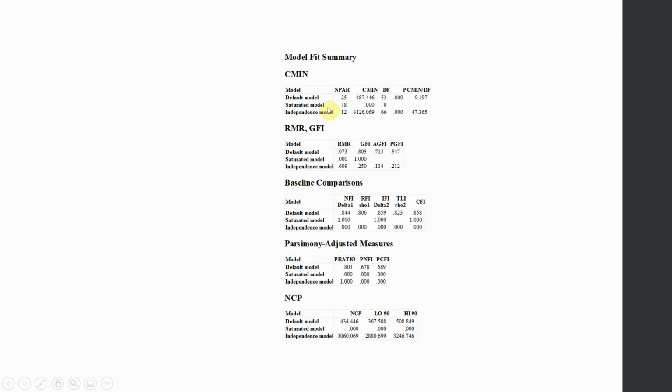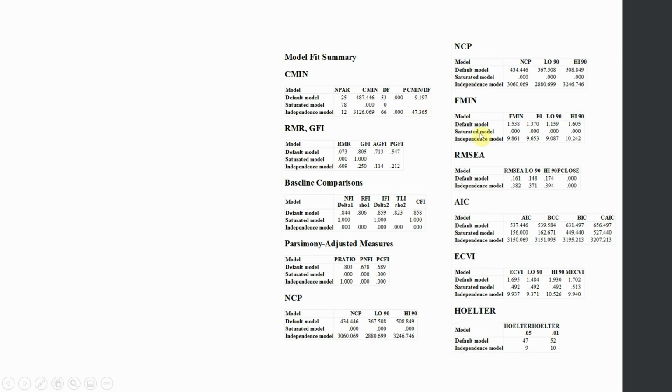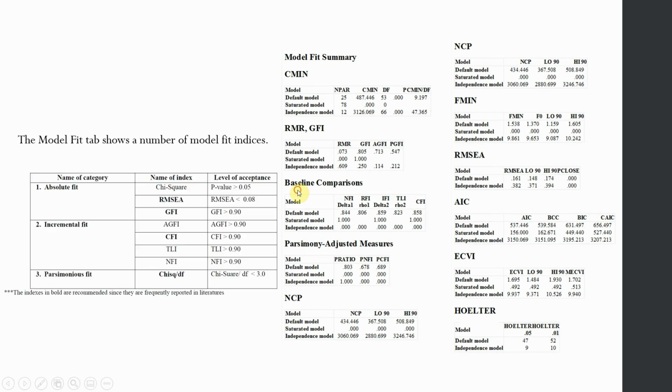Now, the next important thing is the model fit summary. You're using covariance based SEM to assess how well your data fits your model. Now, there are a number of model fit indices, but not all of them are reported and used in the literature. Now, these are the common ones. The ones in bold are the common ones that are reported. Now, these are the levels of acceptance.